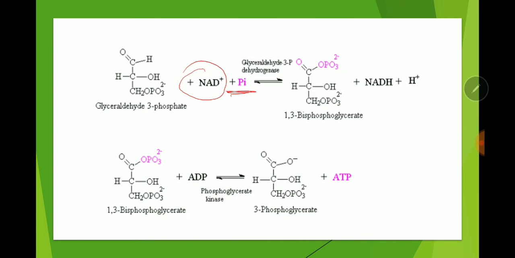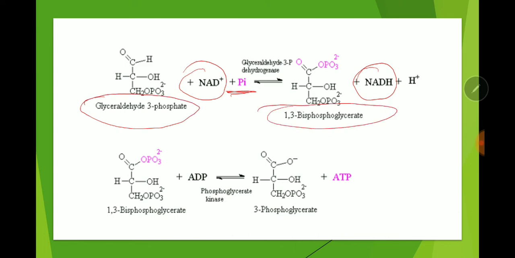So you're going to break it down. Glyceraldehyde 3-phosphate plus NAD plus phosphate is catalyzed by glyceraldehyde 3-phosphate dehydrogenase, and it's going to form NADH. So the conversion of glyceraldehyde 3-phosphate to 1,3-bisphosphoglycerate forms NADH. Make sure you remember that. And the 1,3-bisphosphoglycerate is going to react with ADP, then you're going to form 3-phosphoglycerate plus ATP.